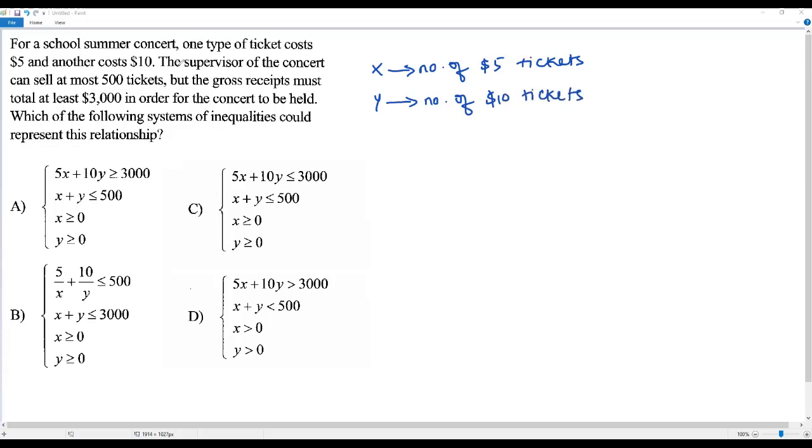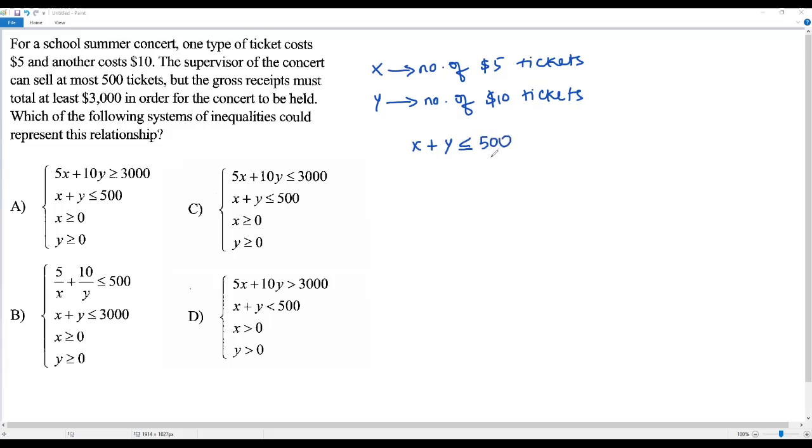Okay, according to the first information, the supervisor of the concert can sell at most 500 tickets. So the maximum number of tickets can be 500. That is, the total number of $5 tickets and $10 tickets can be 500, or it has to be less than 500. So when I add the number of $5 tickets and the number of $10 tickets, it can be equal to 500 or less than 500.